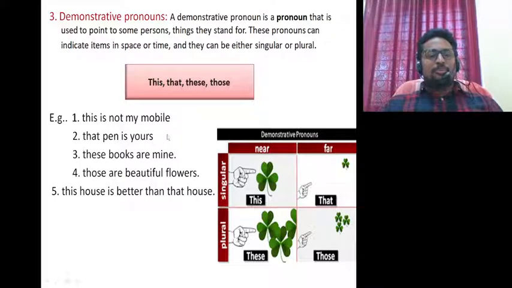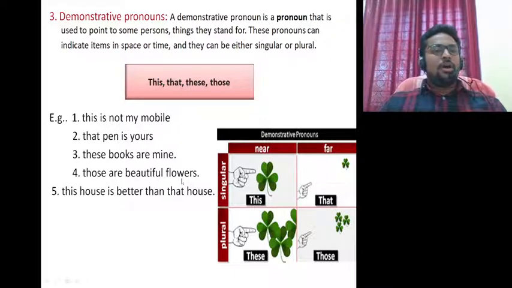This is not my mobile. This becomes a demonstrative pronoun. That pen is yours. That is a demonstrative pronoun. These books are mine. What is the demonstrative pronoun in the sentence? These is the demonstrative pronoun. Those are beautiful flowers. Those is the demonstrative pronoun. This house is better than that house.